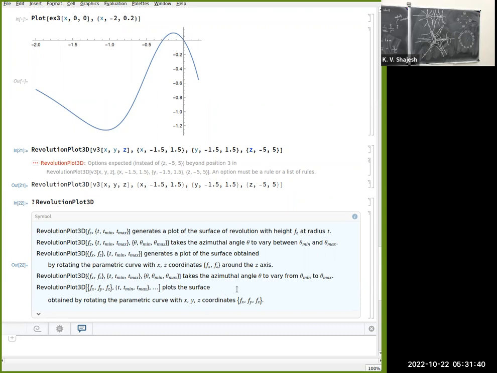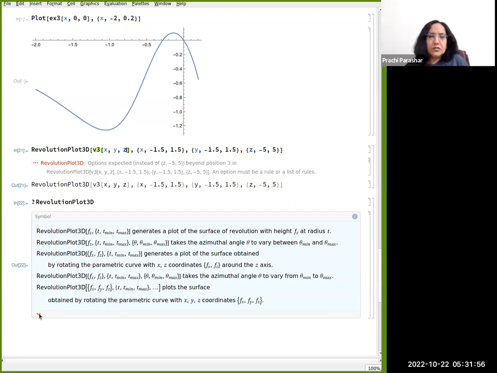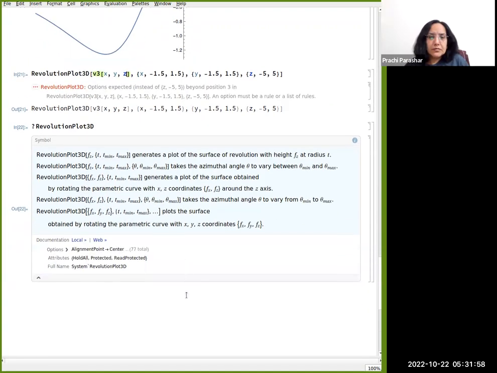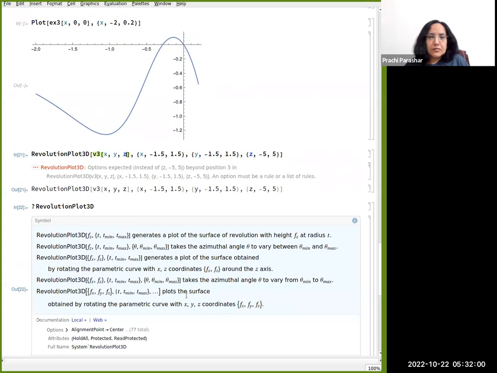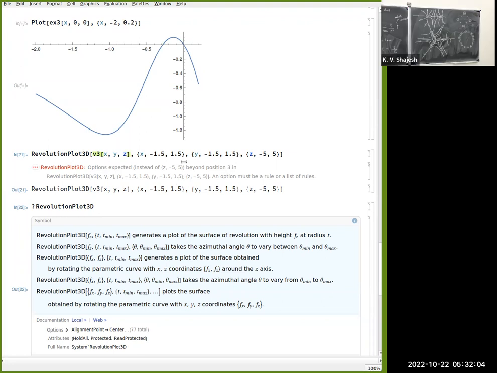FT, there are only 2 variables then. Okay, so then I should put it as 0. X, Y, 0. No, you want the Z, right? I thought revolution plot 3T plots the surface, so there should be a parameter. Yeah, it's okay. I don't know. Don't worry about this one.